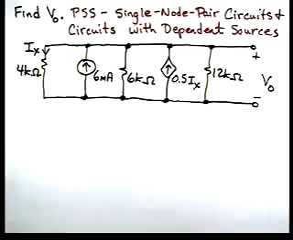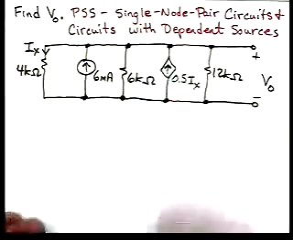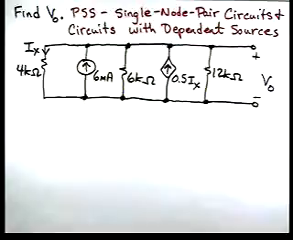In this problem, we're going to find the voltage V0. If you look at this circuit, you'll see that it's a single node pair circuit, only 2 nodes. Also, it has a dependent current source. And as a result, we're going to use the problem solving strategies for single node pair circuits and for circuits with dependent sources. If we look at our circuit, since it's single node pair, we know there's only one voltage.